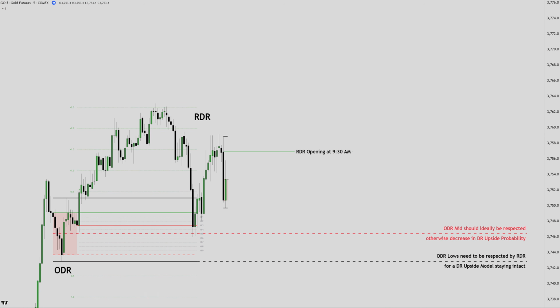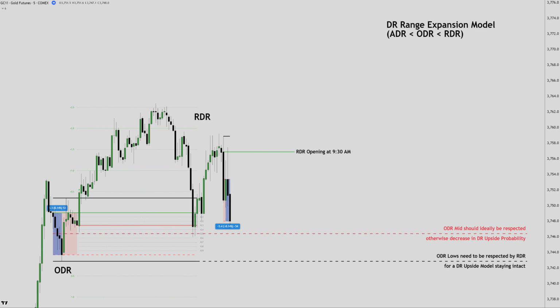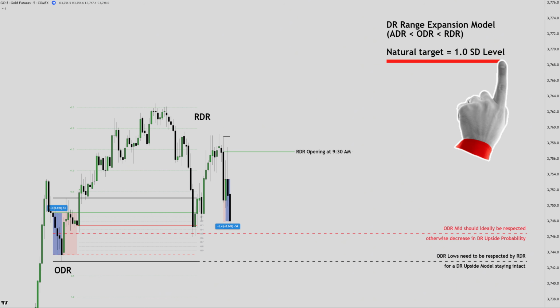3 candles later, price trades into the overnight defining range. And here's where I want to pause. Take a moment and ask yourself, what information is this presenting? That's a little knowledge check for you, because that's how you really start mastering DR basics. The answer, all 3 sessions are already expanding. That means a range expansion model to the upside is currently in play. In such a model, especially in strong bullish momentum, the natural target is the 1 standard deviation level. That's what has been repeated multiple times now.